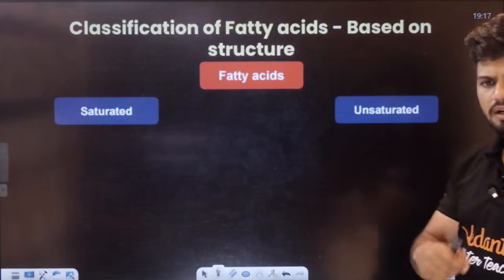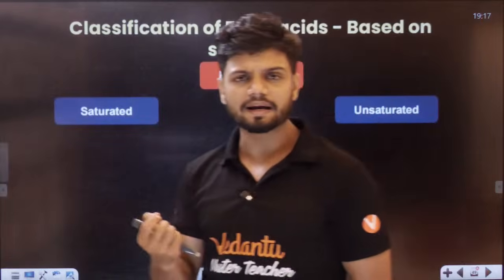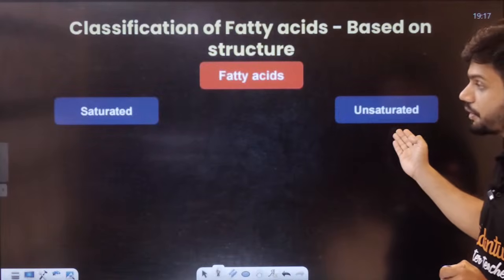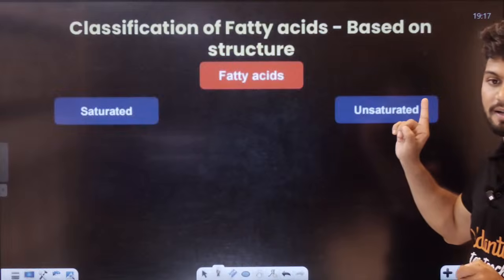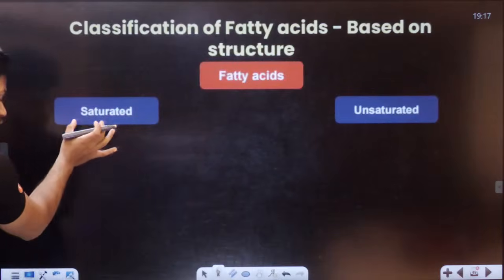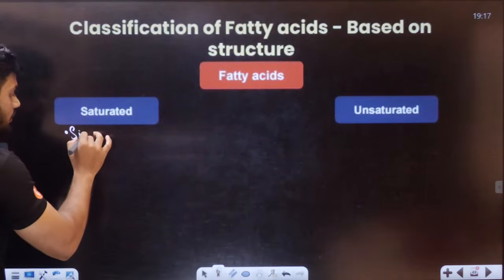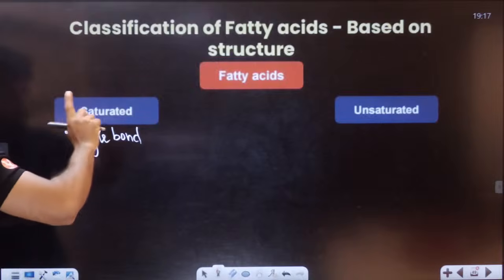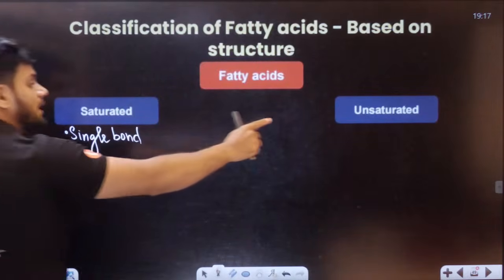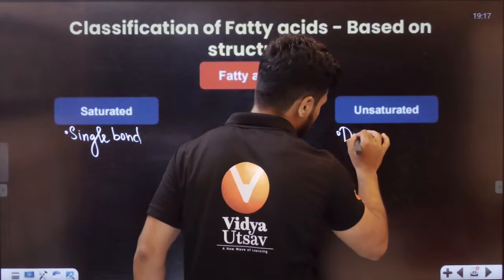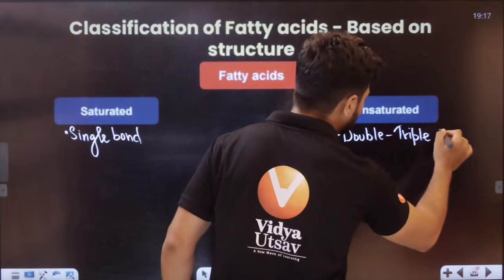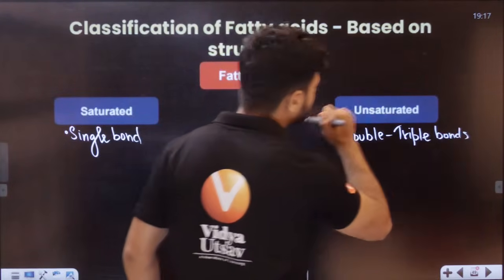But students, if you say classification of fatty acid, there are two types mainly. One is called saturated and one is called unsaturated. Saturated and unsaturated fatty acid, students. The difference is very, very clear. Saturated fatty acids will always have only single bonds. The long chain always has single bonds, while unsaturated will have double or even triple bonds.